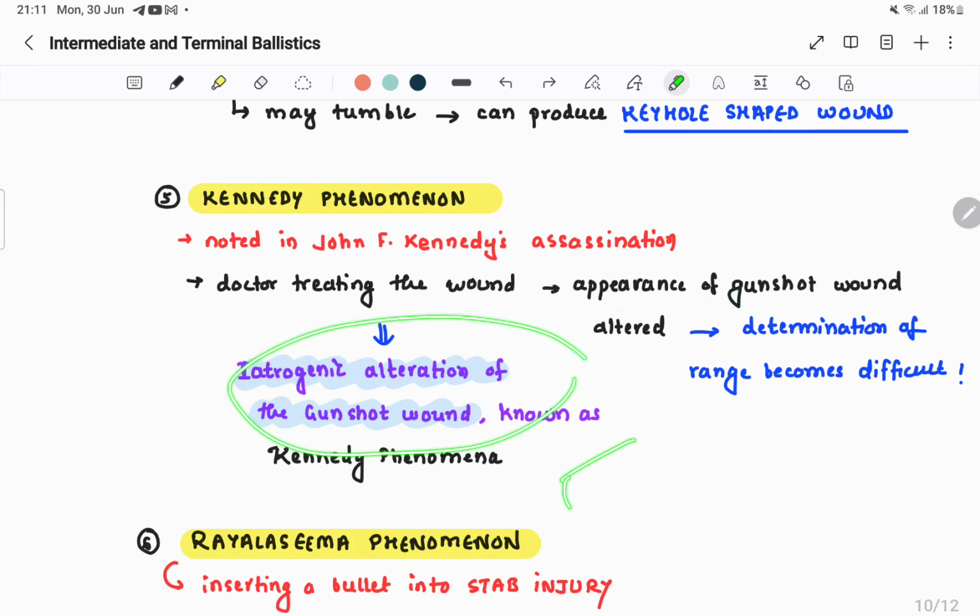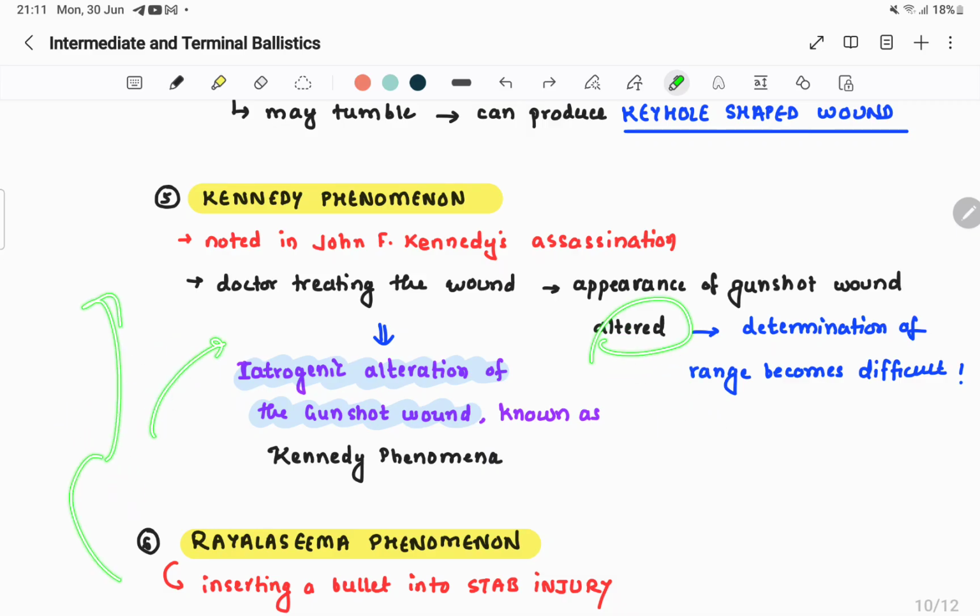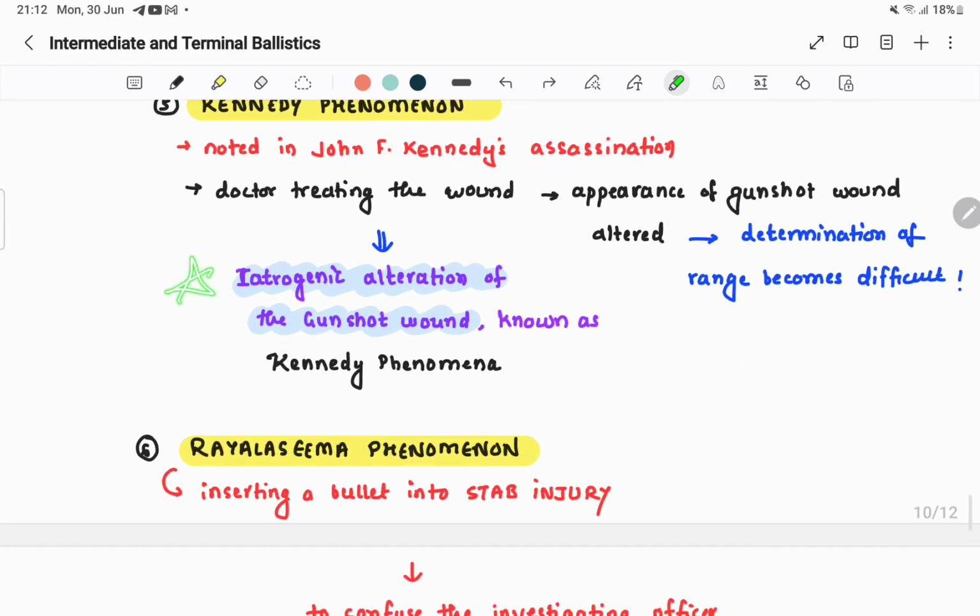After examining, there's this alteration of the wound. The doctor must be exploring the wound, right? Due to which the wound is altered, and the range of the gunshot wound was not determined in the John F. Kennedy assassination case. After this case, it was called the Kennedy phenomenon. It is the iatrogenic, that is by doctor, alteration of a gunshot wound known as the Kennedy phenomenon.